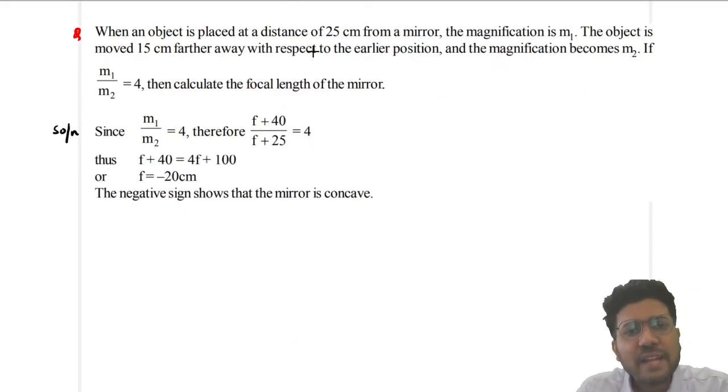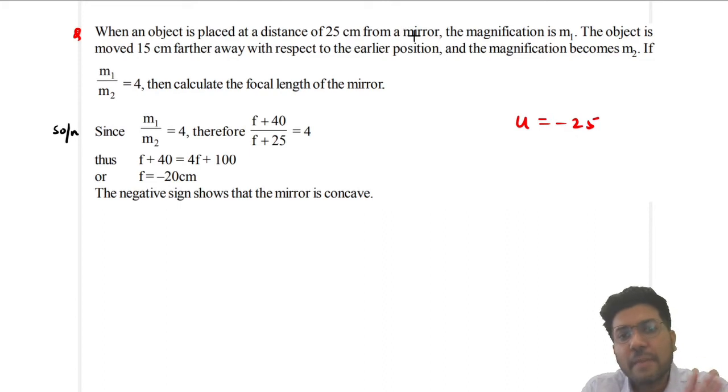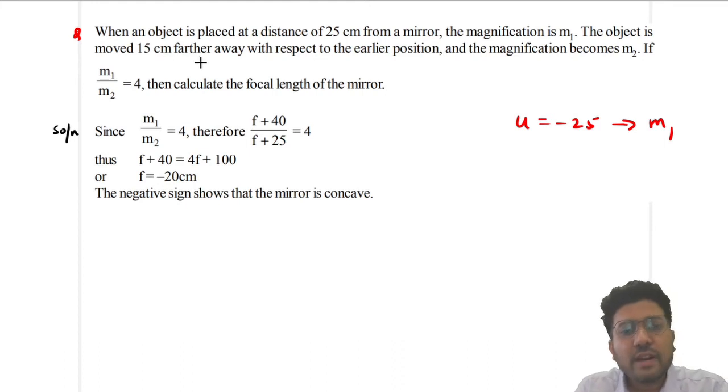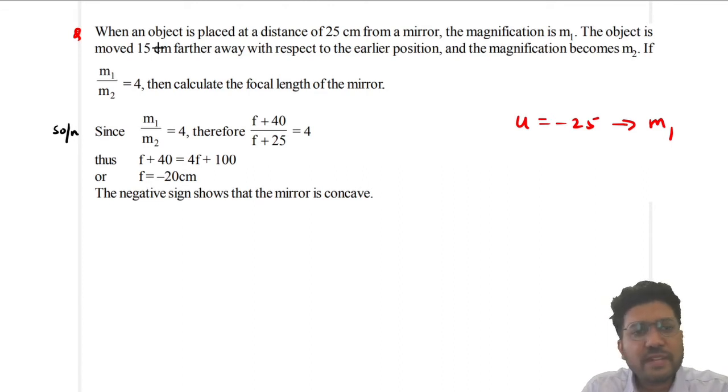When an object is placed at a distance of 25 centimeter from a mirror, so U is minus 25, but they have not given you the mirror, means it is either a concave mirror or a convex mirror. Till now we do not know. Then the magnification is M1 for this position. Now the object is moved 15 centimeter further away with respect to the earlier position.